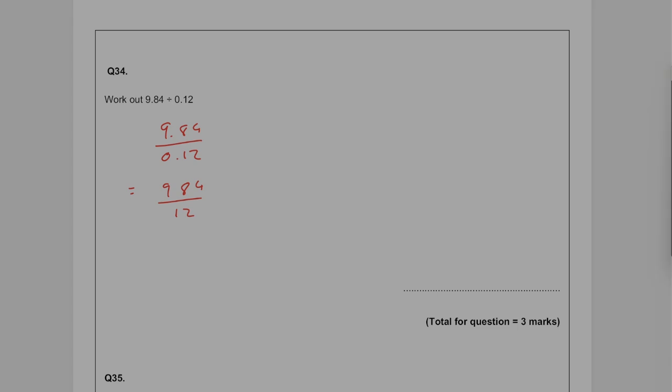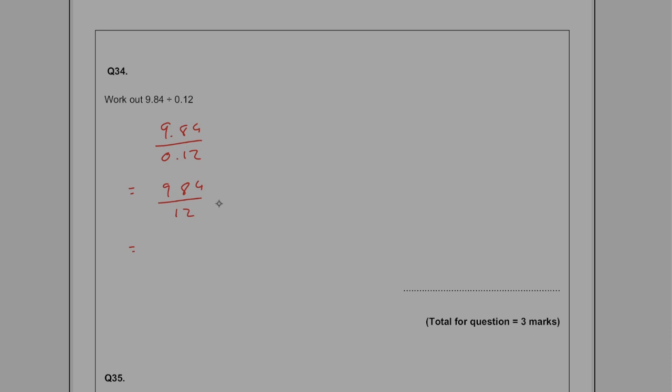Okay, question 34. Work out the value of 9.84 divided by 0.12. Okay, so I'm going to say that 9.84 divided by 0.12 is going to be equivalent to 984 divided by 12. So that's the sum that I'm going to do. Okay, so I'm okay with my 12 times table, but I'm not great. So what I'm going to do is divide both of these by 2 just to start, make things a bit more straightforward.